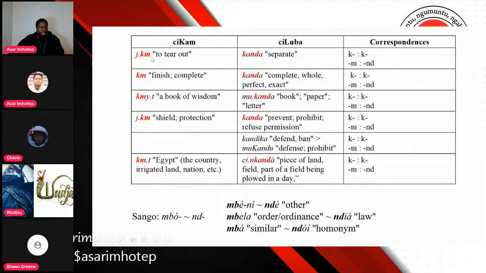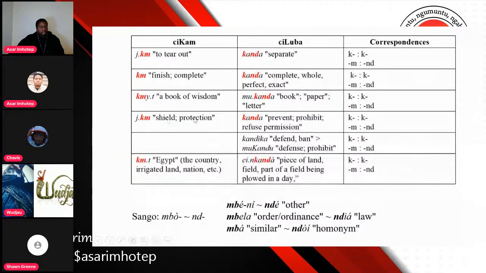And so when I do Chicom and Chiluba again, this time with the ND, we have Chiluba KM with Chicom, Egyptian KM consonant sequence, with Chiluba KND consonant sequence. Remember that ultimately this is an L. So to tear out, Ekim, Kanda, separate. Kim, finish, complete. Kanda, complete, whole, perfect, exact. Kimiyet, a book of wisdom. Mukanda, book, paper, letter.